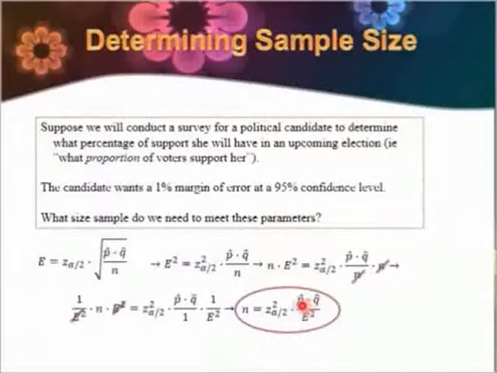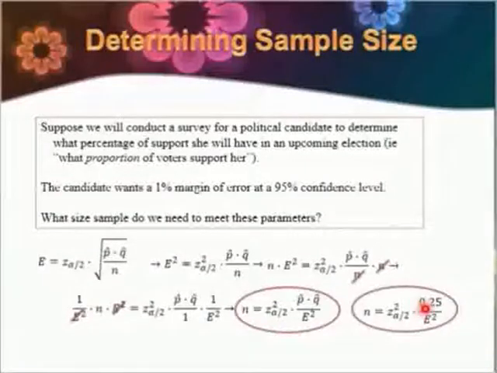Now I didn't mention this, but we don't actually know what p hat is. In fact, that's what we're trying to find out. So if we don't have any good estimate of what p hat is, we're just going to use 0.5 for p hat, which means q hat will be 0.5 as well. So we're going to use this formula. 0.5 times 0.5 is 0.25. We'll use this formula anytime we don't know anything about p hat.